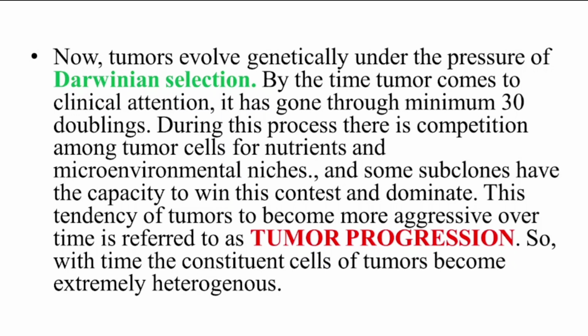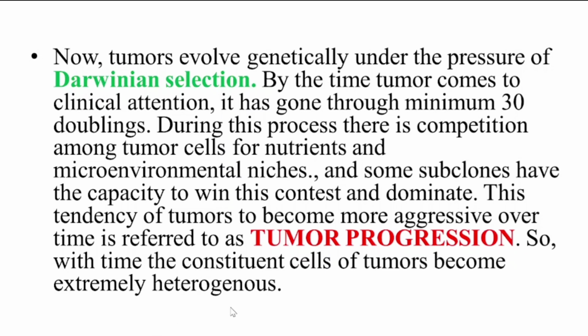Now the tumor cells will proliferate to give rise to a population of cells. So there are numerous cells within the tumor mass. By the time a tumor comes to the attention of a clinician, it has gone through a minimum of 30 doublings, and during this process there is competition among tumor cells for what? For nutrients and microenvironmental niches, and some subclones have the capacity to win this contest for nutrients, and they will dominate. This tendency of the tumor to become more aggressive over time is referred to as tumor progression.